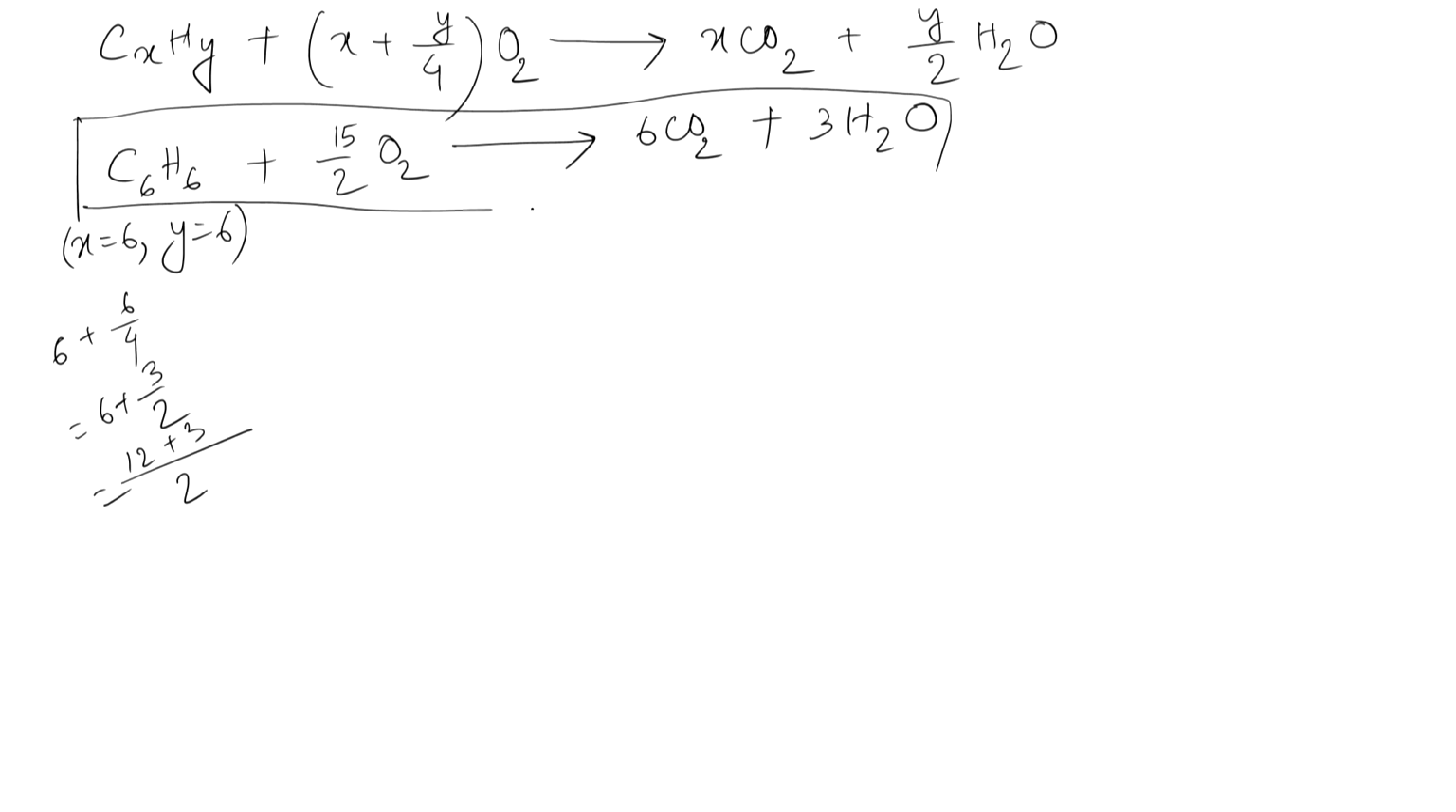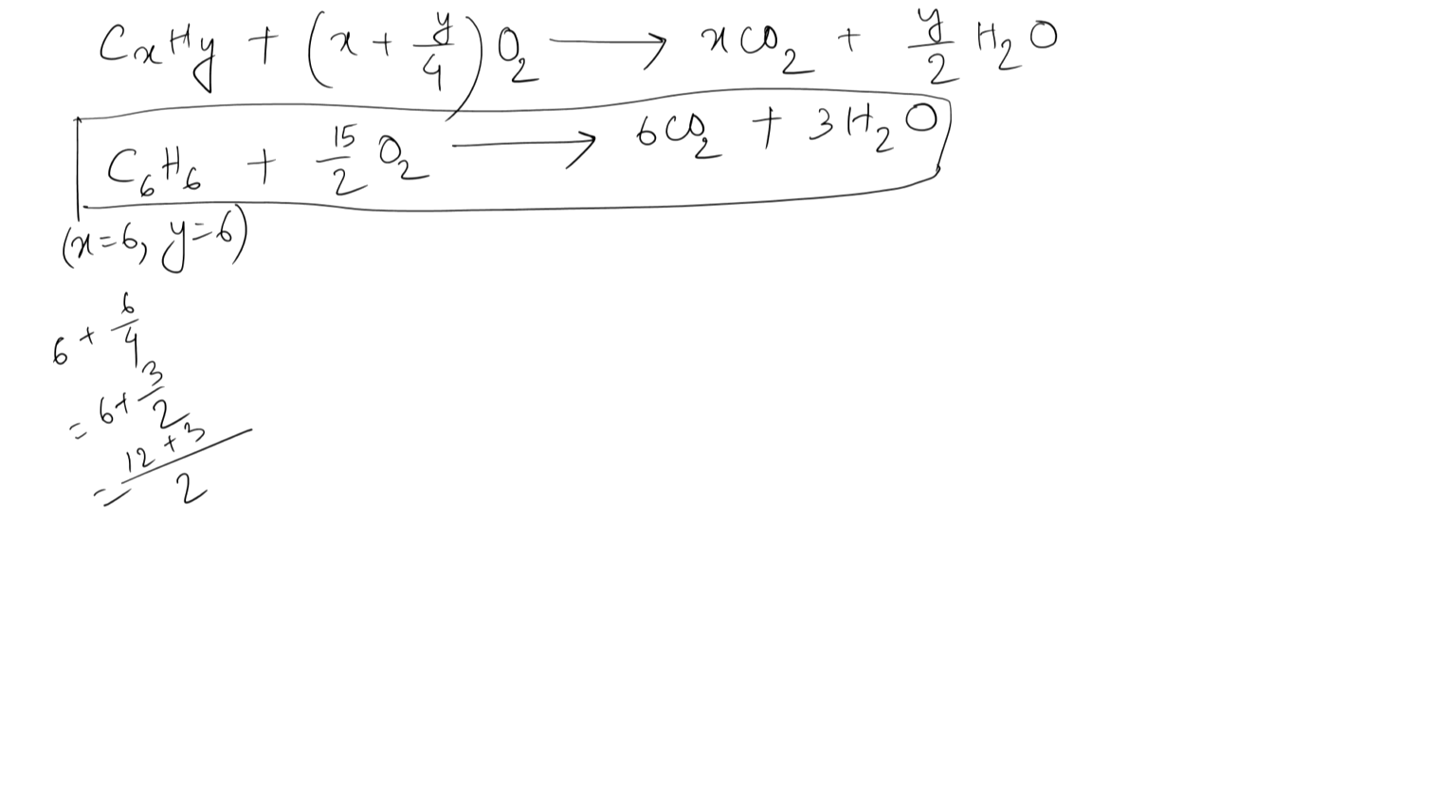Okay. So, if we balance both sides, 6 carbon, 6 carbon, 6 hydrogen, 6 hydrogen, 15 by 2 O2. Therefore, there were 15 oxygen atoms. So, we have 12 plus 3, 15 oxygen atoms. So, this is the equation for the combustion of benzene.